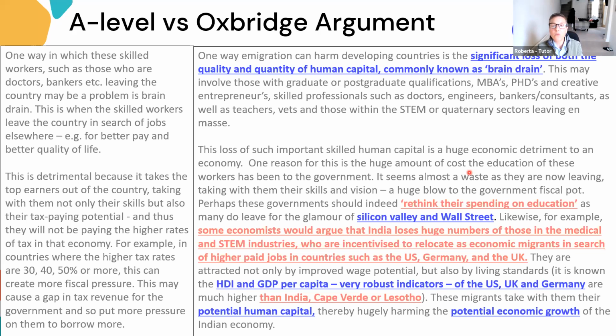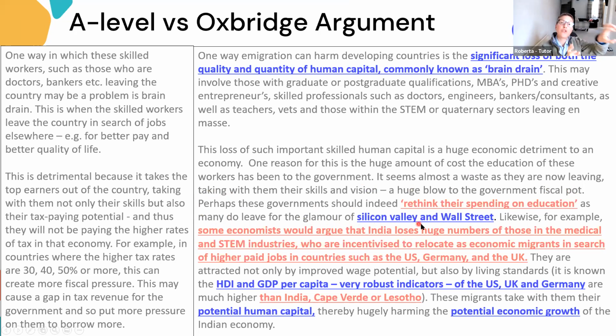It seems almost a waste as they are now leaving and taking with them not only their skills, you all thought skills, present, but you didn't think future, and their vision, which is a huge blow to the government fiscal pot. Remember the fiscal pot, difference between government spending and taxation. Perhaps, I'm not saying they should or they shouldn't, I'm using indefinite language. Perhaps, two-handed, remember, balance. These governments should indeed rethink their spending on education, as many do leave for the glamour of Silicon Valley and Wall Street.